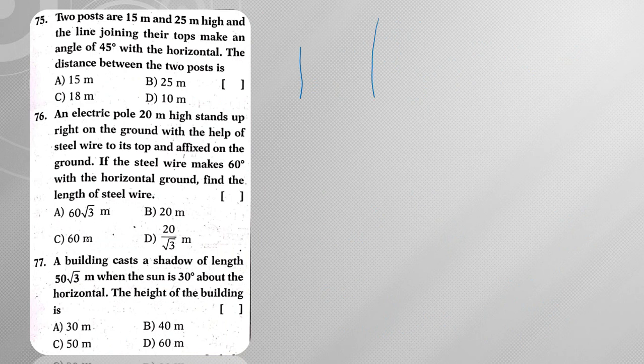So this is 15 meters high post and this is 25 meters high post. Now the line joining the tops is making an angle of 45 degrees with the horizontal one. So this is horizontal, so this is making an angle 45. If this is 15, then this particular part is 15, then automatically this is 10. If this is 10 meters, then this is also 10 meters, because this angle is 45 degrees. Then the distance between those two posts is 10 meters. Hence the answer is 10 meters.